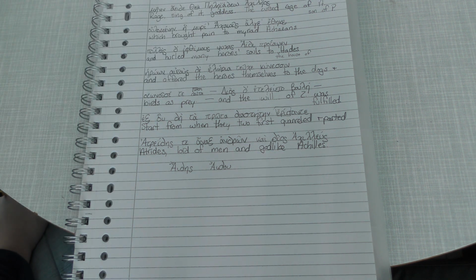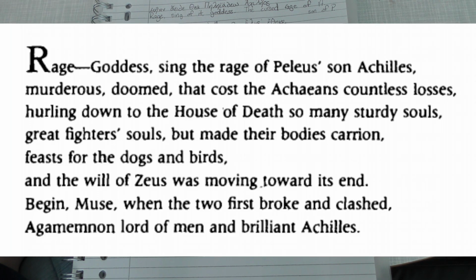And now, just so you can compare, here's two other people's translations. I'll start with the Fagles translation that I mentioned. Rage, goddess, sing the rage of Peleus' son Achilles, murderous, doomed, that cost the Achaeans countless losses, hurling down to the house of death so many sturdy souls, great fighters' souls, but made their bodies carrion, feasts for the dogs and birds. And the will of Zeus was moving toward its end. Begin, muse, when the two first broke and clashed, Agamemnon, lord of men, and brilliant Achilles.